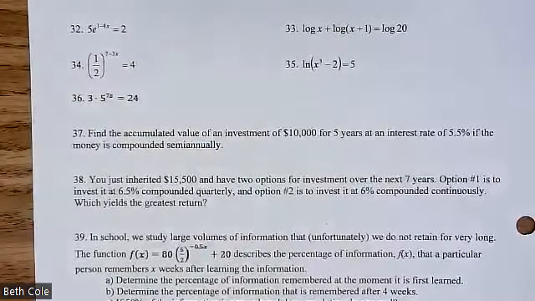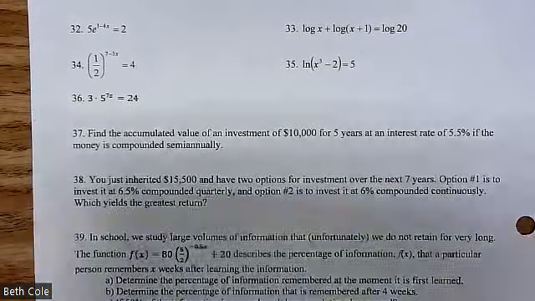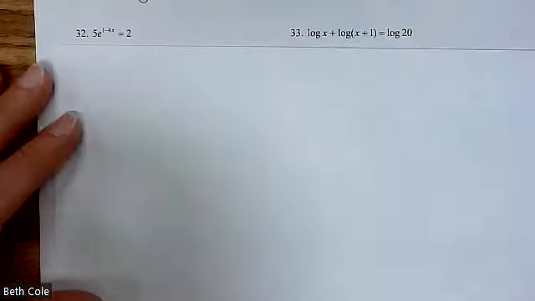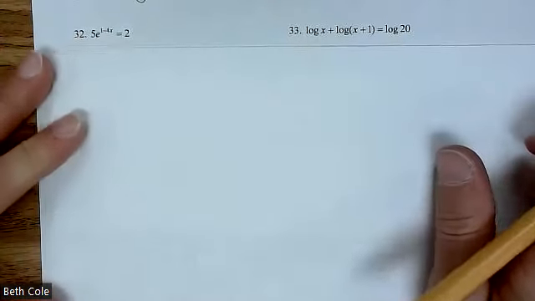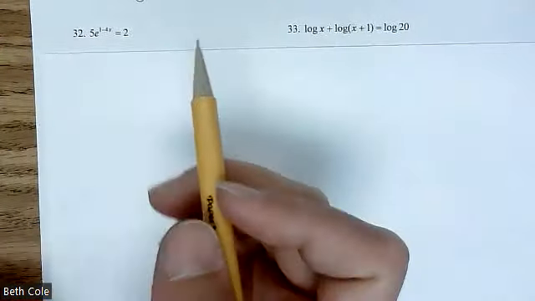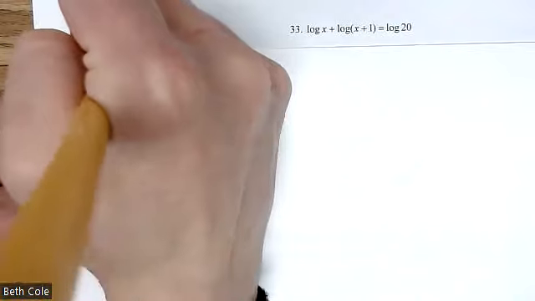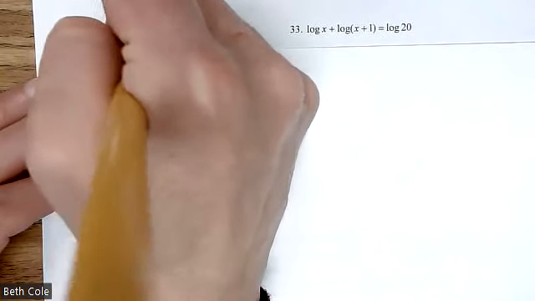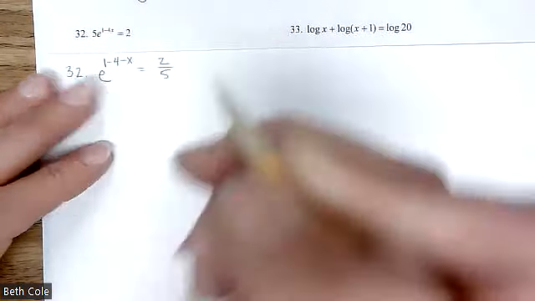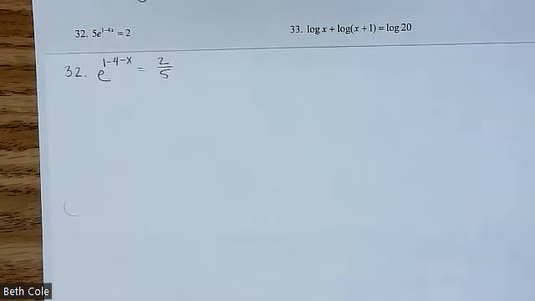All right, we're looking at 32. For this one, you're not stuck yet. Trying to get x by itself. What could you do to both sides to start trying to get x by itself? Because you got that 5 out front. Divide by 5. Good. Divide both sides by 5. You would have e to the 1 minus 4x equals 2 over 5. Don't reach for the calculator until the last step. Just leave it 2 over 5.